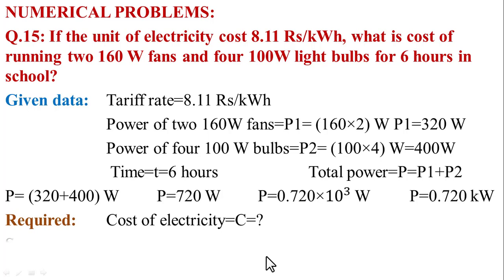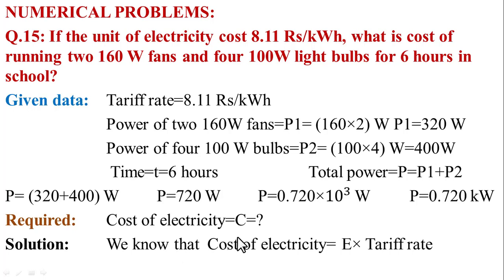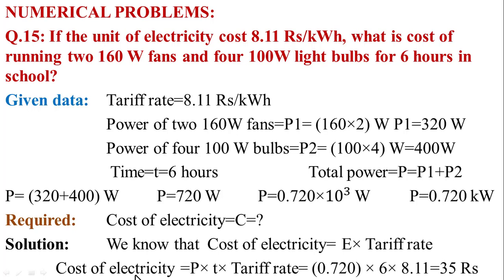So cost of electricity using the formula. We know that cost of electricity is equal to energy consumed multiplied by tariff rate. So putting the values, cost of electricity is equal to P multiplied by T, since energy is equal to power multiplied by time, multiplied by tariff rate. So 0.720 multiplied by 6 multiplied by 8.11. Then cost of electricity is 35 rupees.